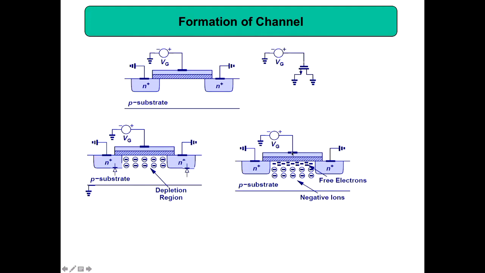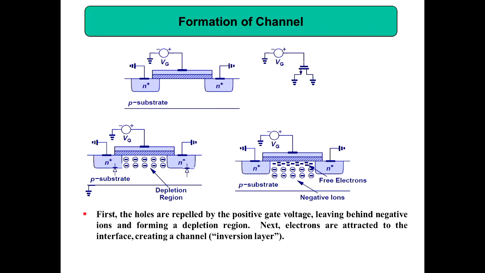That is the reason MOS is a voltage controlled current source. You are controlling the current between source and drain using a voltage at the gate. Again, it is similar to BJT, a voltage controlled current source, but here we don't have any doping to adjust the current like in the case of BJT. It is very easy to understand the MOS operation. First, the holes are repelled by the positive gate voltage. See, that's what happens here.